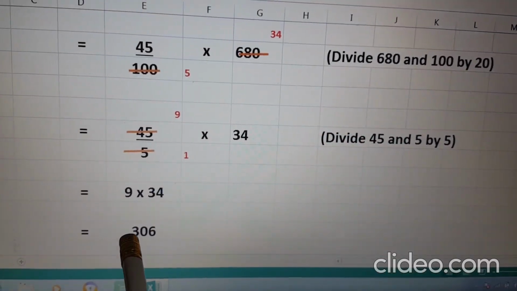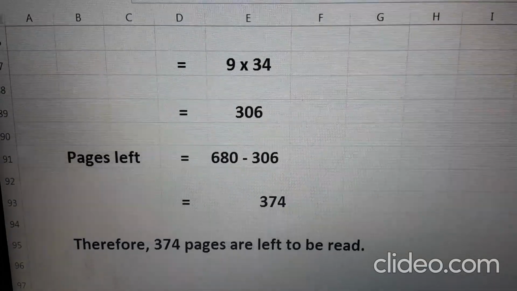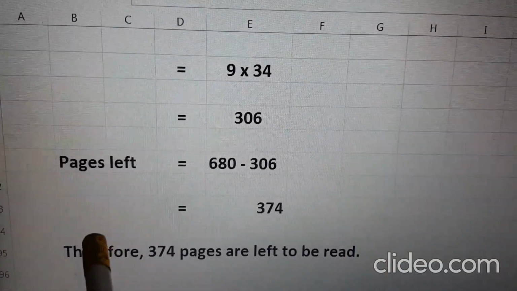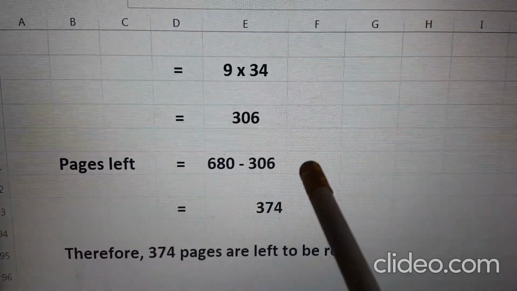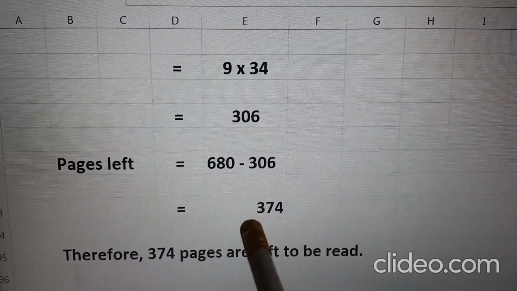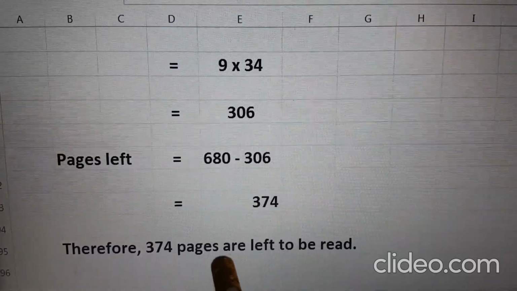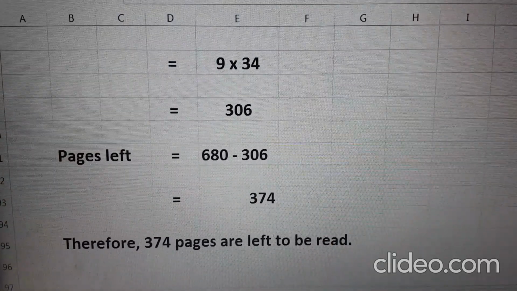When we multiply these two, we get 306. He has read 306 pages. Then how many pages are left? 680 minus 306 equal to 374. Therefore, 374 pages are left to be read.